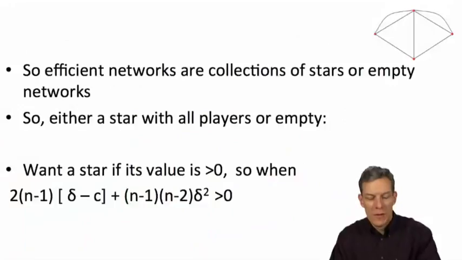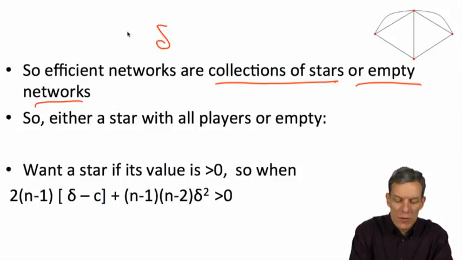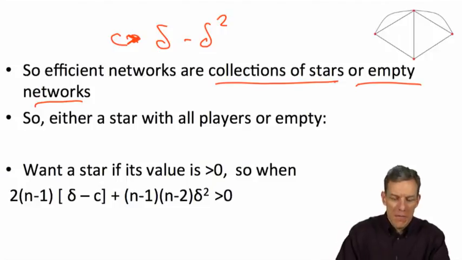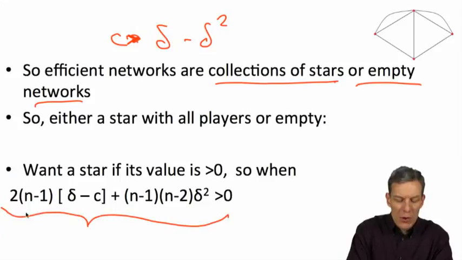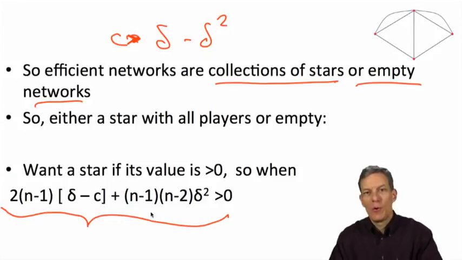So then the last thing we have to do, so efficient networks are going to be either collections of stars or empty networks. Again, here's the situation where C is bigger than delta minus delta squared. Right, so we're in this case. So either a star or the empty network. And now what we can do is check the value of a star. So check putting all people together in a star, when is that valuable? If putting some people together in a star is valuable, putting more people together in a star is going to be even more valuable.